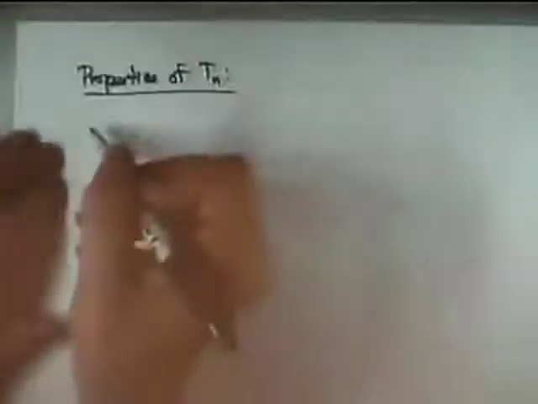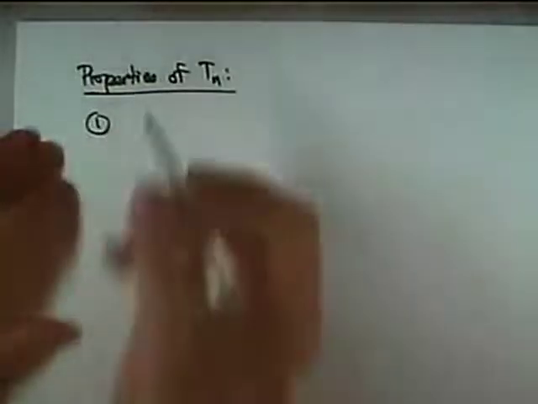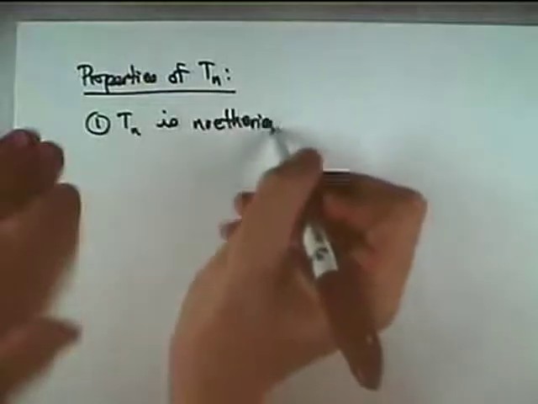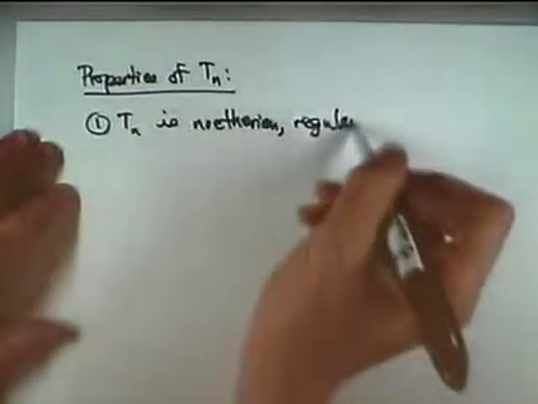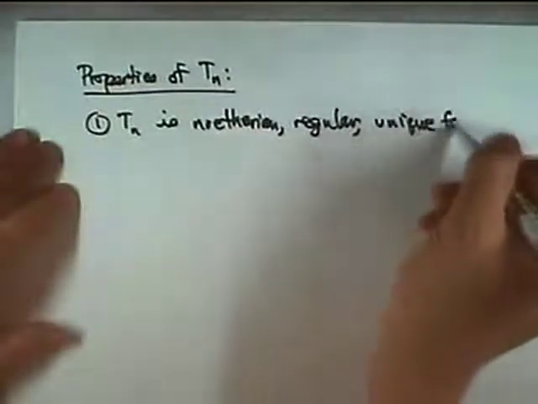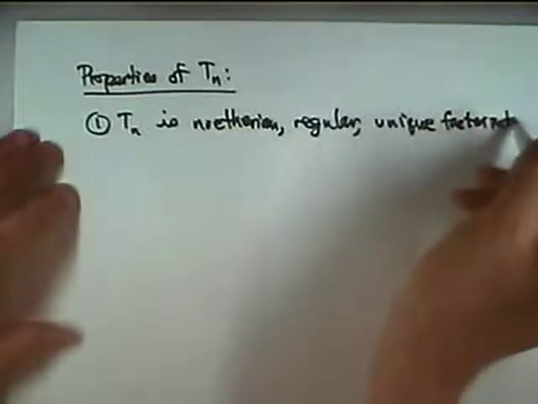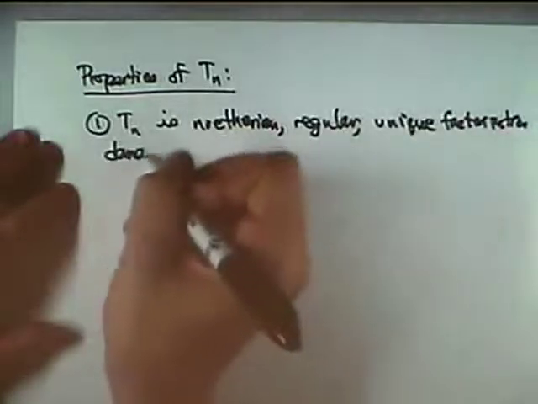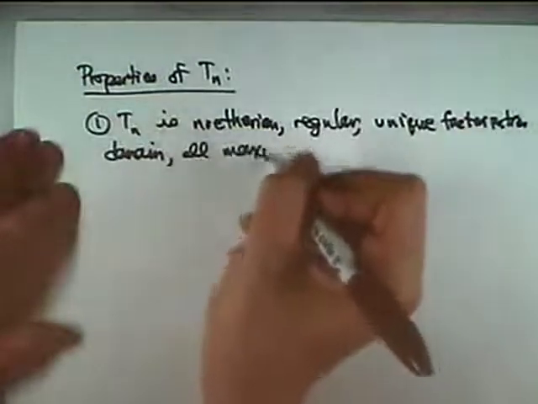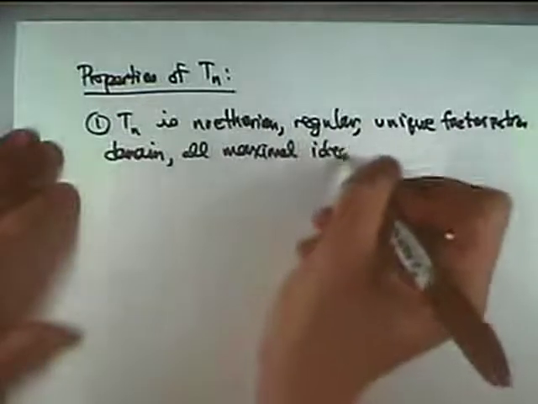Okay, so properties of this Tate algebra. Well, first of all, it's defined as a subring of power series, so it's obviously a domain. But not quite as evident is that it's Noetherian. So that's nice. It's regular. That's good. In fact, it's a unique factorization domain. And for geometrical purposes, it's very good that all the maximal ideals have height n.